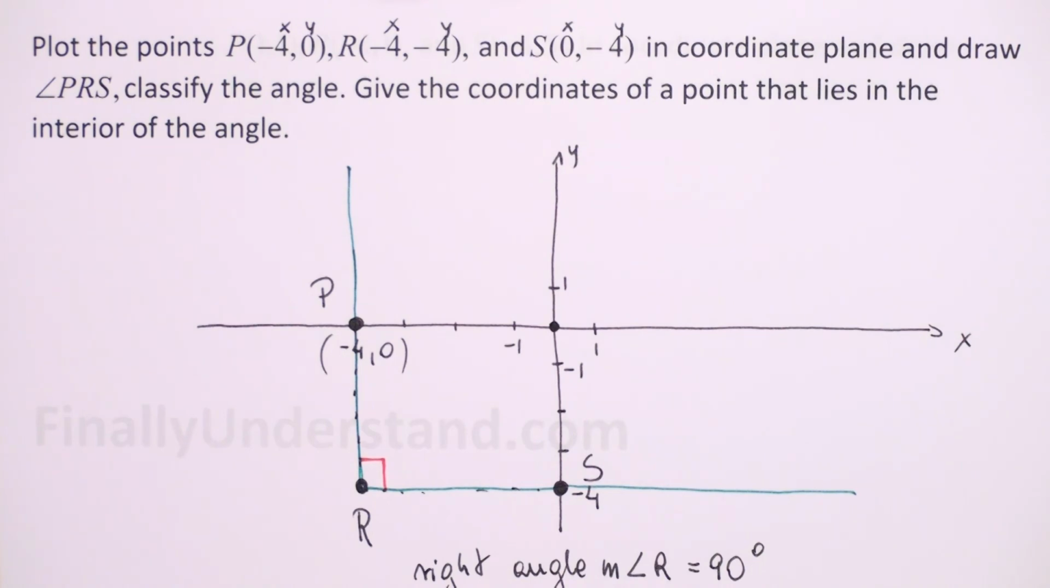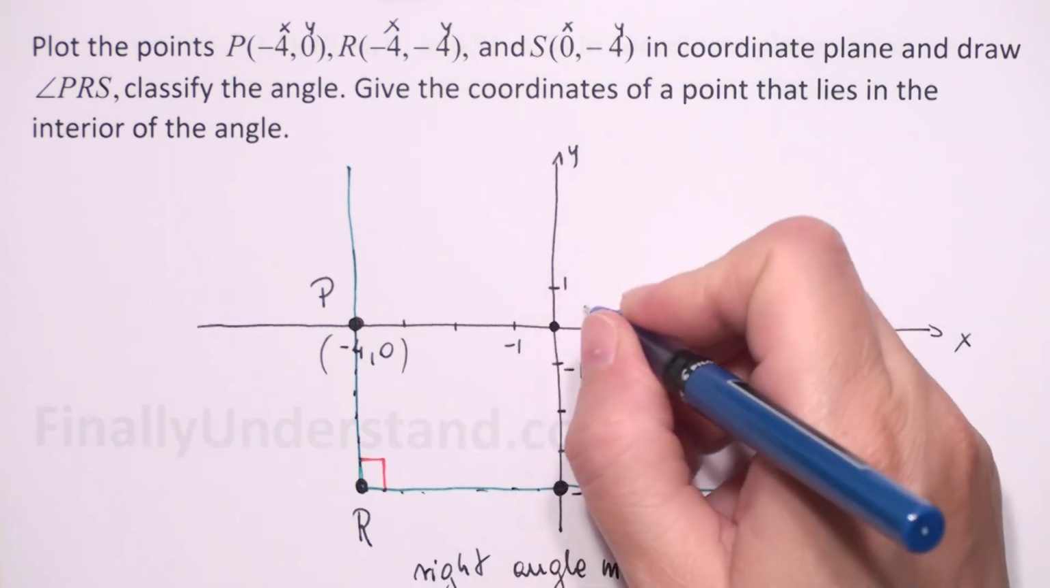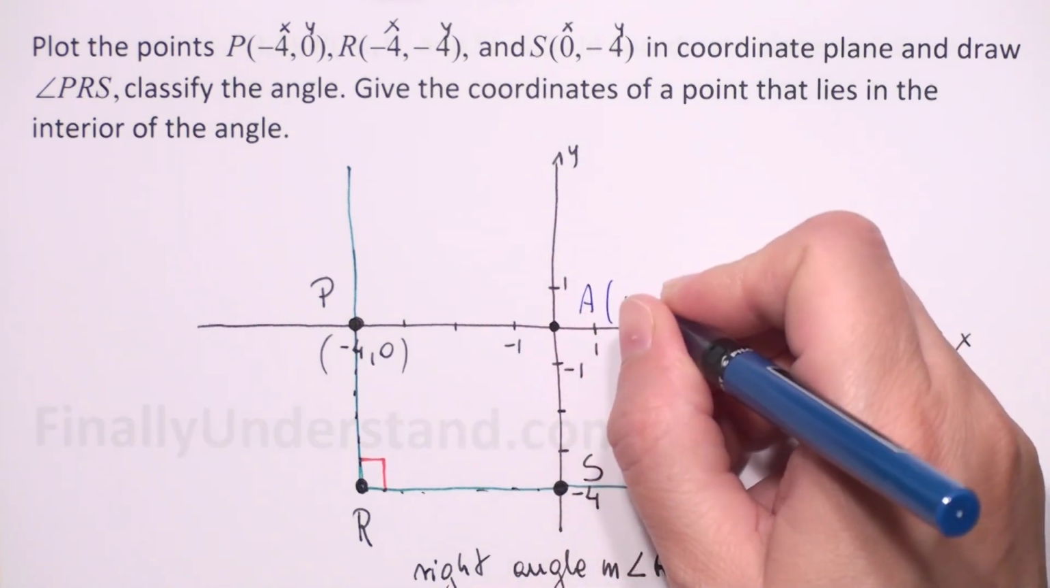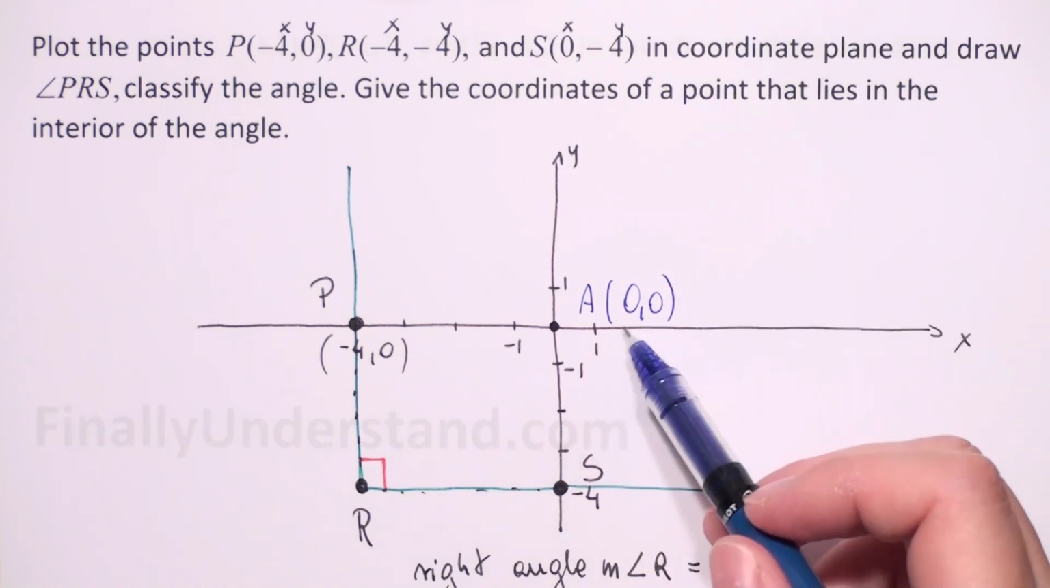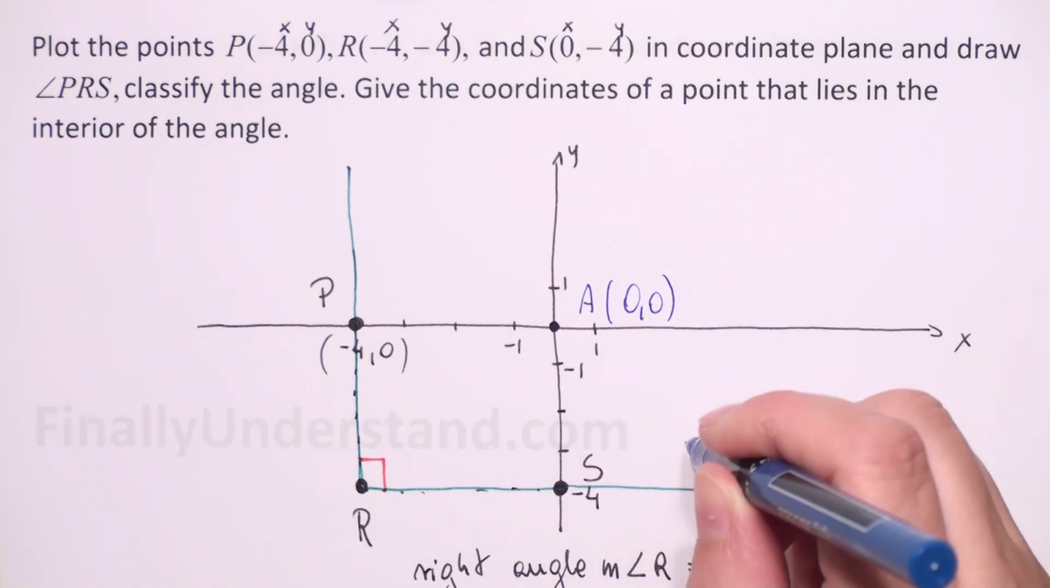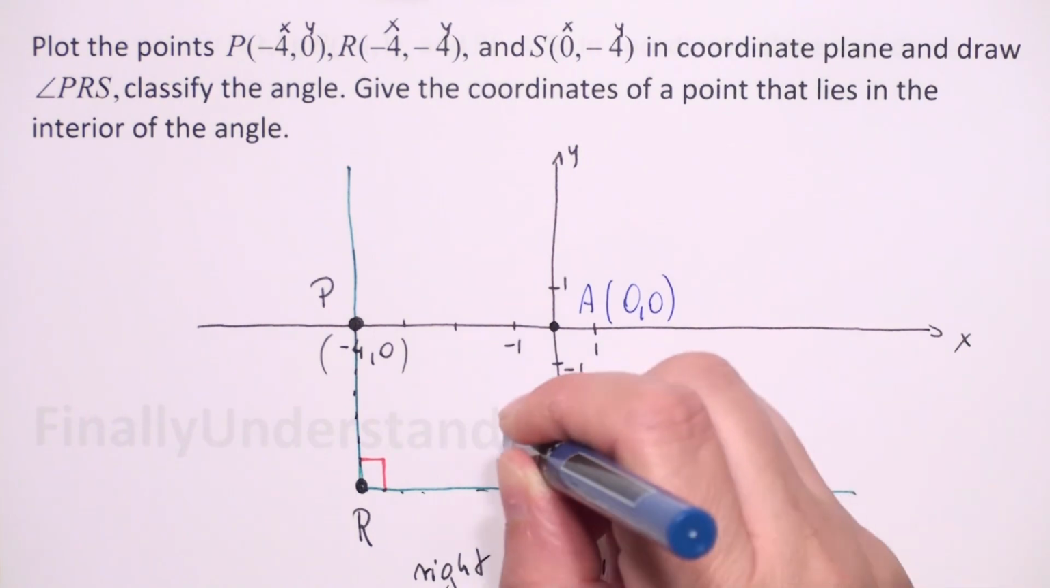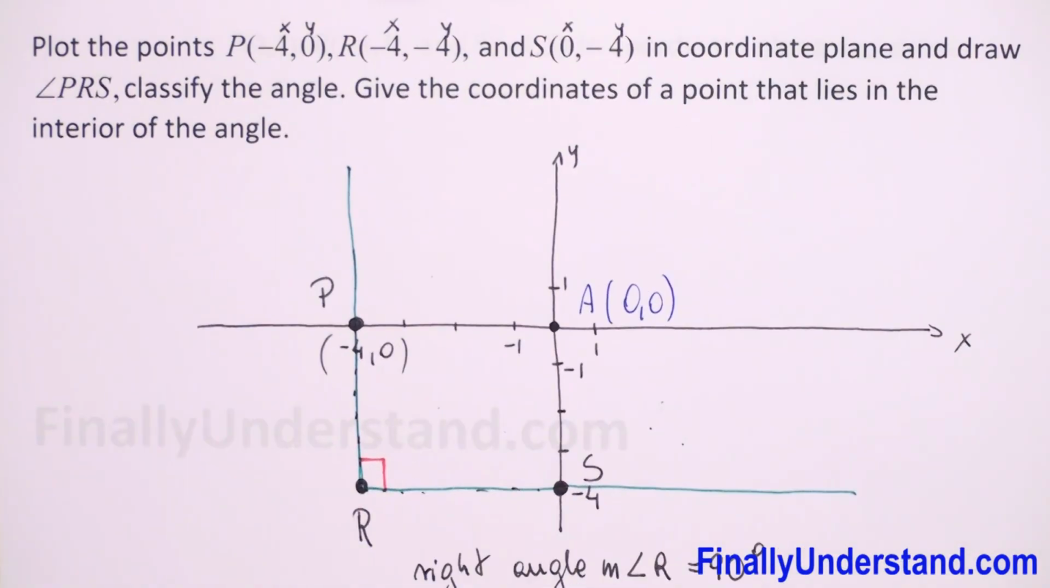So let's put that this is our A point 0, 0. Has coordinates. You can choose any point. So this is my solution.